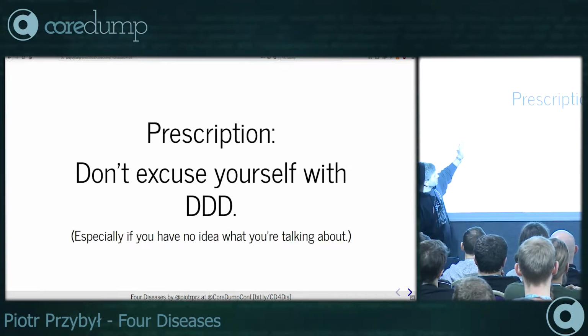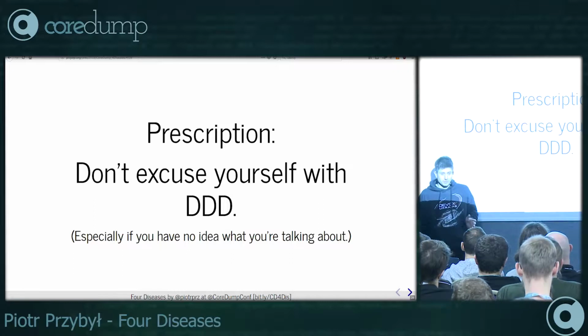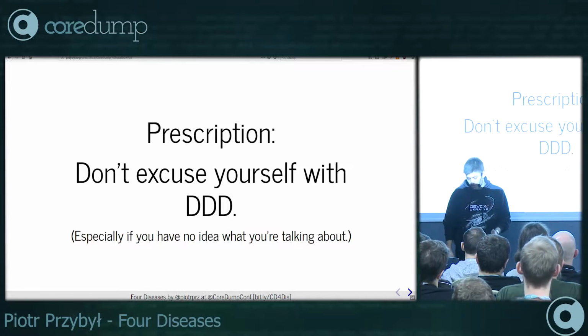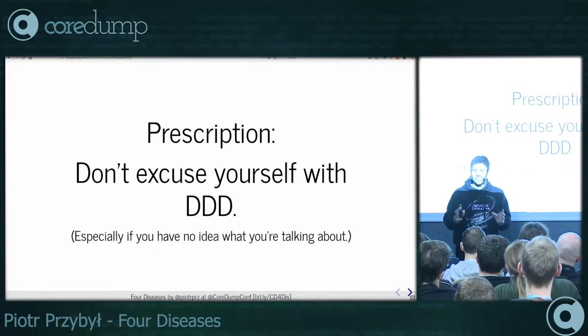So my prescription: don't excuse yourself with DDD when you create a crappy form or a crappy database schema, especially if you have no idea what you're talking about. I'm not a DDD expert, but I can tell you for sure that a separate field for house number, or a separate field for the location of the nearest post office, in 99% of cases isn't your business case, so it's not your domain.